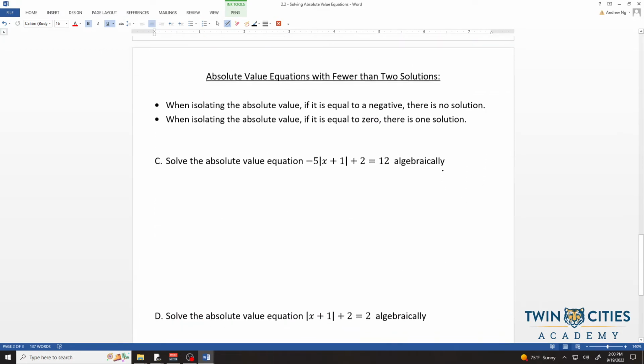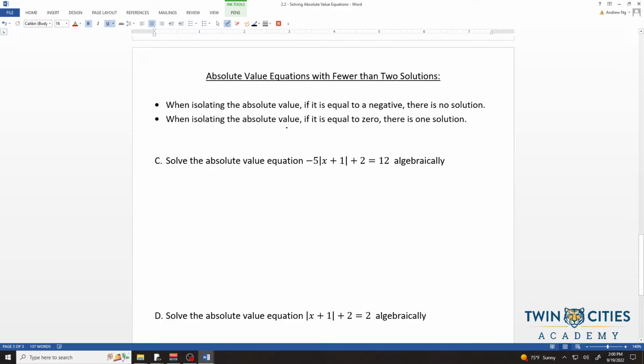What about times when we'll have fewer than 2 solutions? Well, remember, isolate, split, solve. When we isolate the absolute value, that means everything. If we isolate the absolute value and we get something that's equal to a negative, there's no solution. Okay, so if you get the absolute value of, let's say, x plus 3, and this is equal to negative 5, well, there's no solution there.